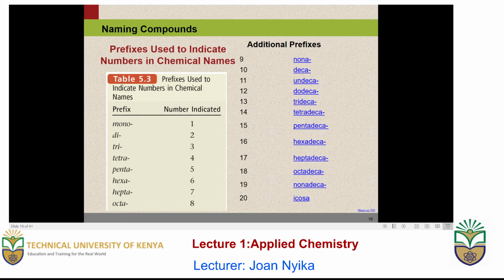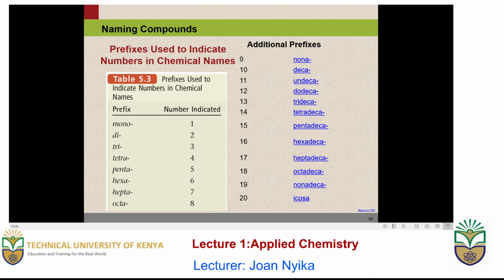Then we look at more examples and see how we name the various prefixes. We have seen mono, di, tri. If it is 1, it is mono. If it is 2, it is di. If it is 3, it is tri. 4, tetra. 5, penta. 6, hexa. 7, hepta, and 8, octa. You can look at all the others up to 20. However, numbers 1 to 8 are the most common in the various molecular compounds we have at your level of basic chemistry.